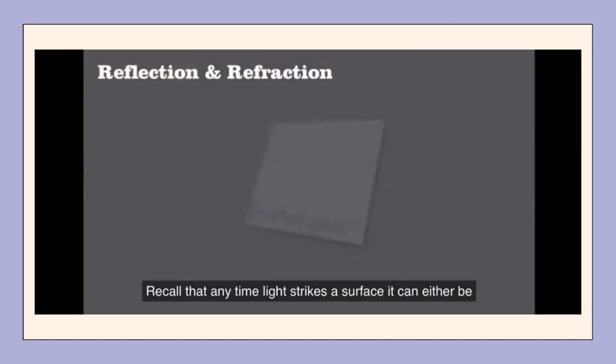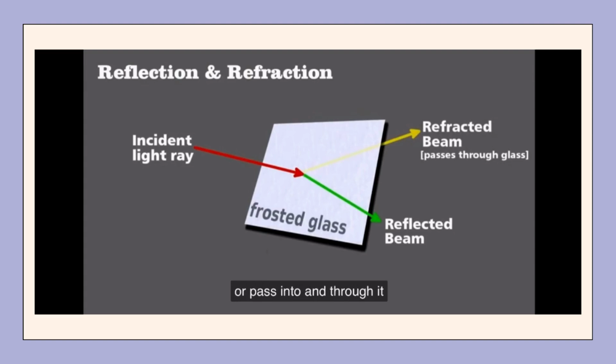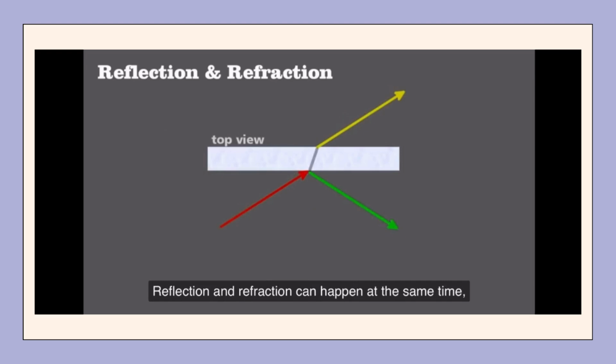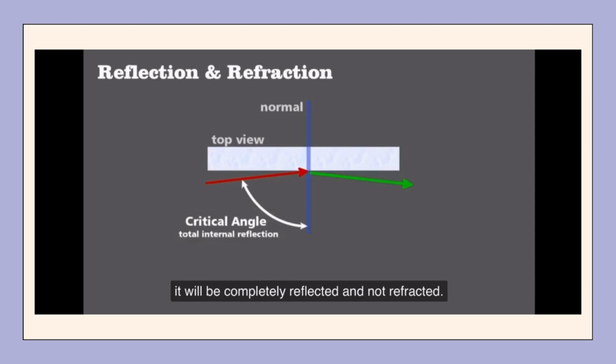Recall that any time light strikes a surface, it can either be absorbed by the material, reflected from it, or pass into and through it. The latter we call refraction. It's easier to see from a top view. Reflection and refraction can happen at the same time, but if a light ray hits the surface at an angle greater than the critical angle, it will be completely reflected.